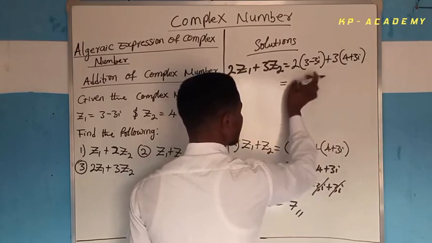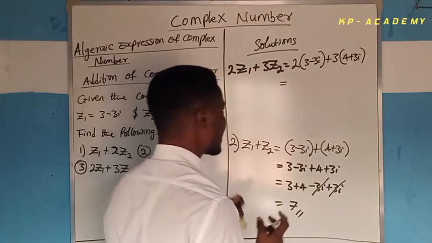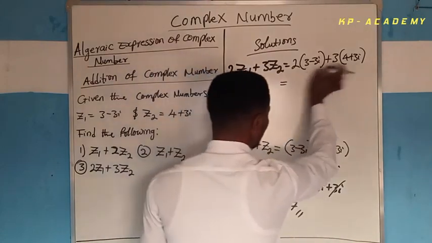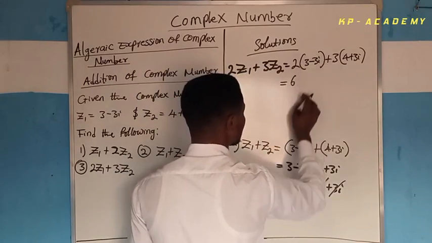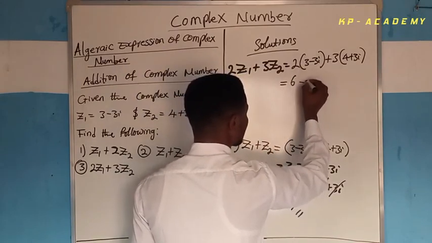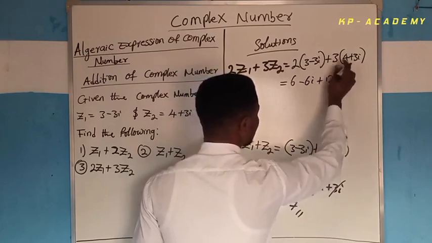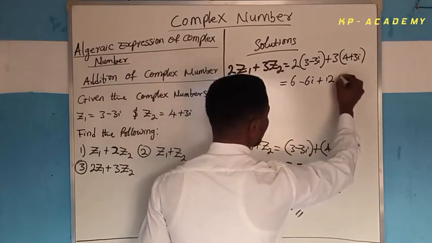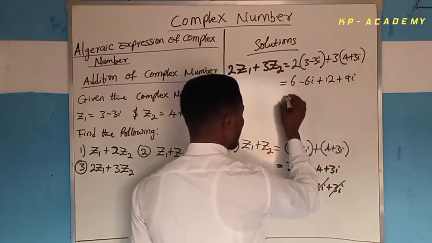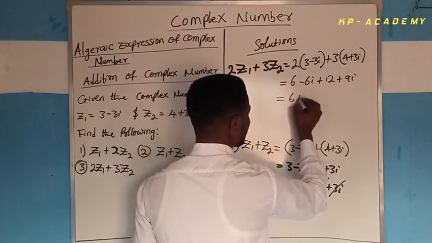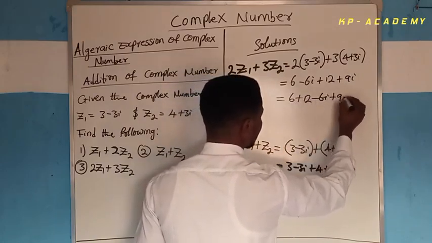So I'm going to evaluate, that is, open out this bracket with the 2 and 3 in front. So 2 times 3, I'll have 6. 2 times minus 3i, I'll have minus 6i. Again, 3 times 4, I'll have plus 12. 3 times 3i, I'll have plus 9i. Collecting like terms, this is equal to 6 plus 12 minus 6i plus 9i.